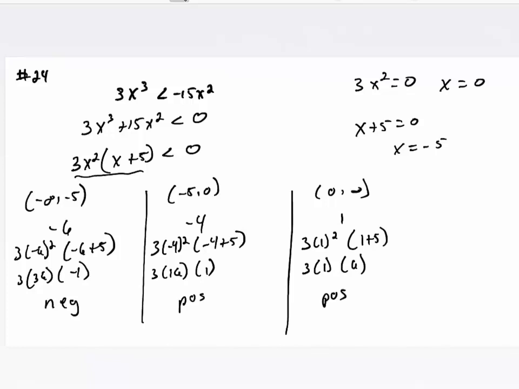So then the solution to the inequality, 3x to the third power is less than negative 15x squared, happens to be that x is less than negative 5, or in interval notation, negative infinity to negative 5.